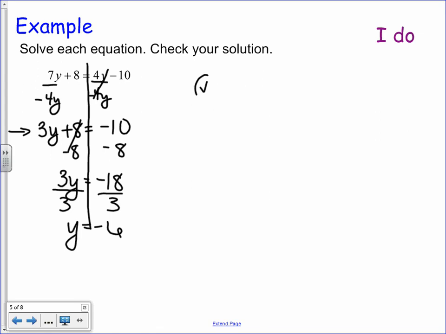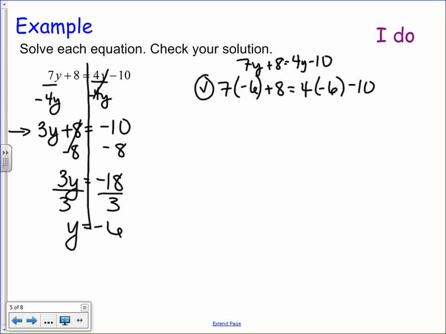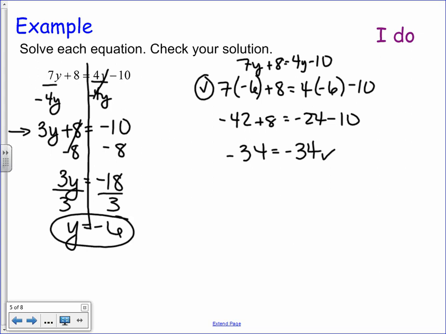So I come over here and check. I have 7 times negative 6 plus 8 equals 4 times negative 6 minus 10. And of course, this was our original 7y plus 8 equals 4y minus 10. So this is negative 42 plus 8 equals negative 24 minus 10. And I get negative 34 equals negative 34. Which checks out. That means our answer is y equals negative 6.